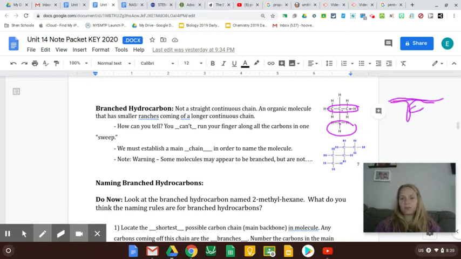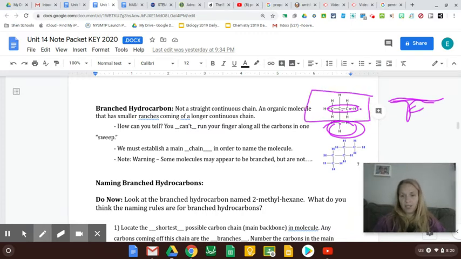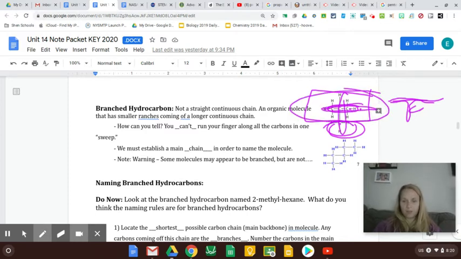Okay, so this is a branched hydrocarbon. It has a branch coming off it. This is the branch right here. All right, so the rule for this is you just name the main parent chain, which is the longer one. So if I were to count, this way it's only 2 carbons. This way it's 3. All right, this is the parent chain.